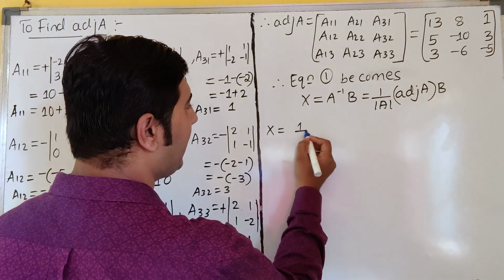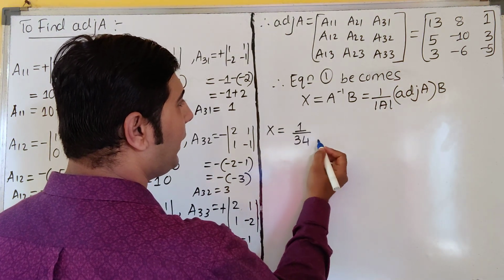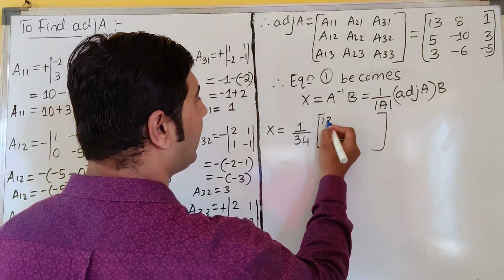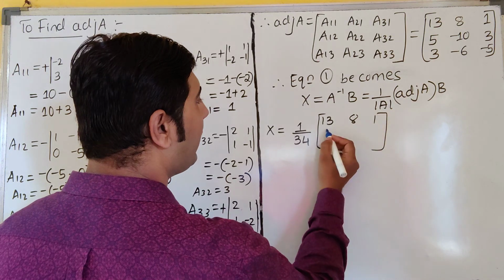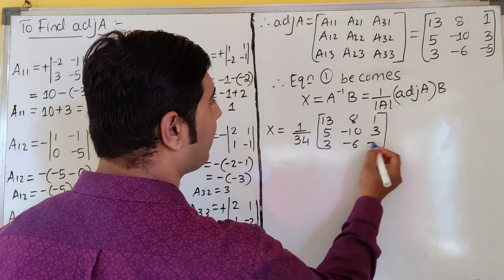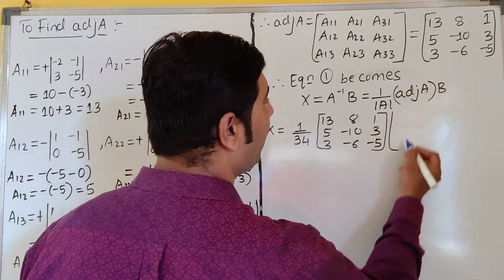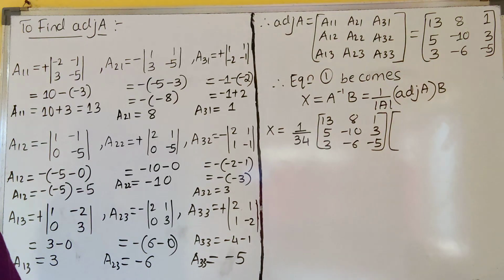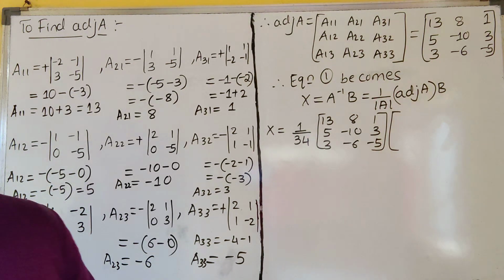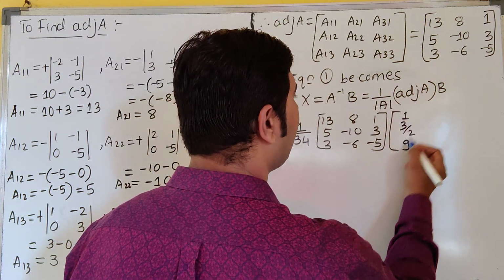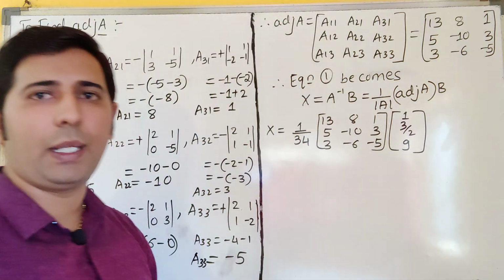So now 1 by determinant A. Determinant A is how much? 34. What is adjoint of A? Adjoint of A is 13, 8, 1, 5, minus 10, 3, 3, minus 6, minus 5. Into B. What is the B value, sir? So B value I will see, because I don't have it now. 1, 3 by 2, 9. 1, 3 by 2, 9, dear students. This is your B value.